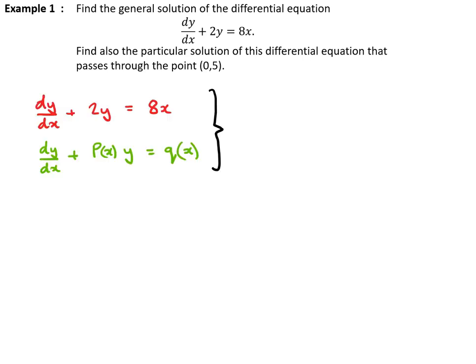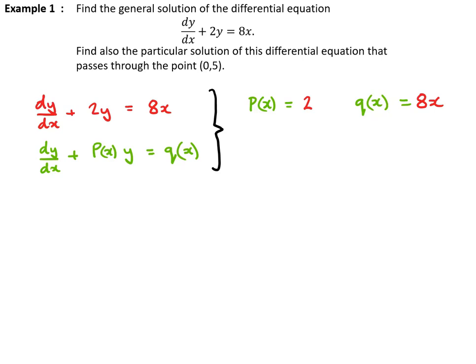Now we've got dy by dx plus 2y equals 8x, and we're comparing that with an equation of the form dy by dx plus p of x times y equals q of x. So we've got p of x is just equal to 2, and q of x is equal to 8x.